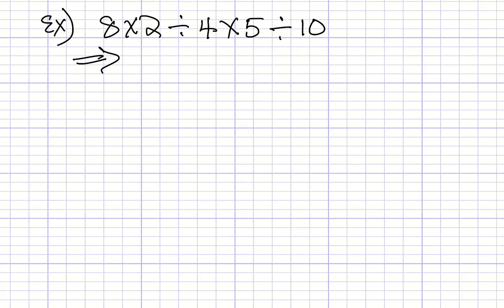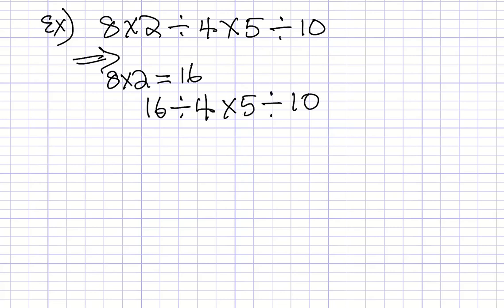So that means you do 8 times 2 first. What do you get? You get 16, right? 8 times 2, you get 16. Then you write the problem. You say 16 divided by 4 times 5 divided by 10. Now you keep going left to right. 16 divided by 4, you get 4, right? You rewrite whatever is left, you say 4 times 5 divided by 10.